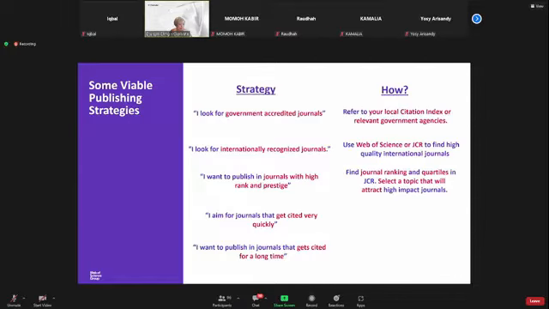Okay? But apart from just selecting journals that have a high impact factor, this strategy has to be done in collaboration with identifying a suitable research topic. Because when you identify high quality journals, these journals are receiving tons and tons of manuscripts every single day.